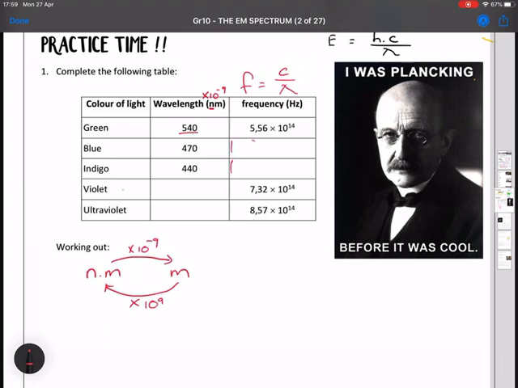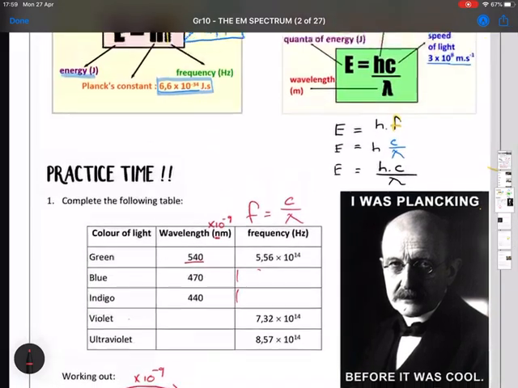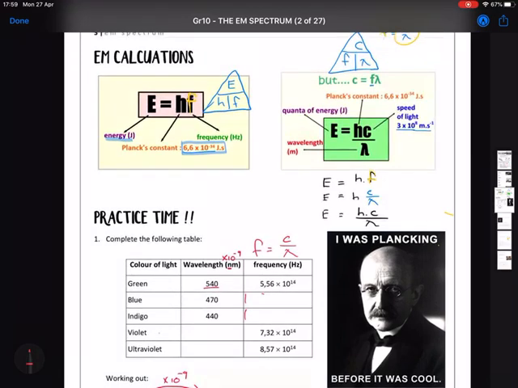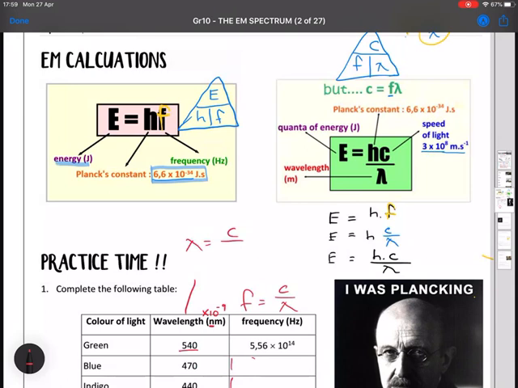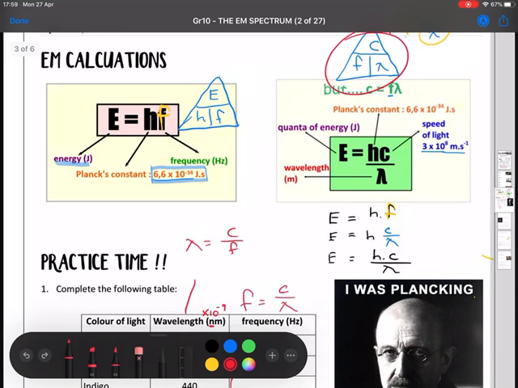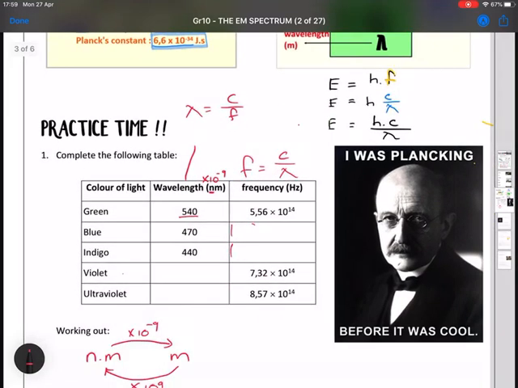Alright, so for frequency, sorry, if you want to get wavelength, you're going to use wavelength is equal to speed of light divided by the frequency. So this formula over here, just rearranged to get wavelength. And then I'll give you the wavelength for violet and ultraviolet light. Pause the video, do the calculations, and mark it afterwards.